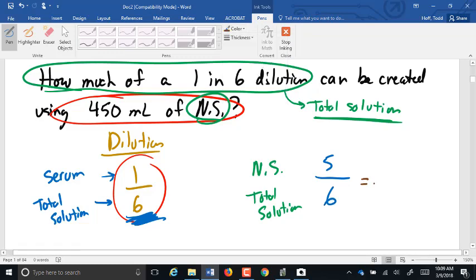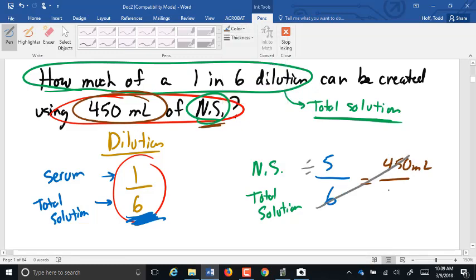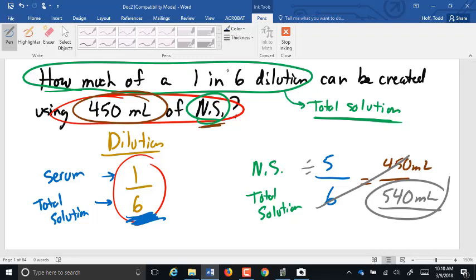So now we can write our proportion. The 450 goes with the saline on top. And you cross multiply and divide. 6 times 450 divided by 5. 540 total milliliters of solution. So these dilutions are important for diluting medications and other things. Another place where this dilution can be very important is in testing.